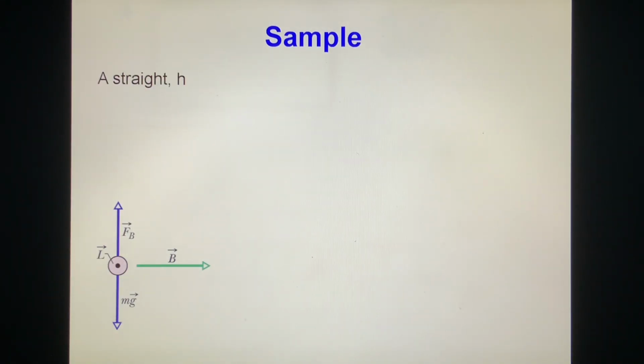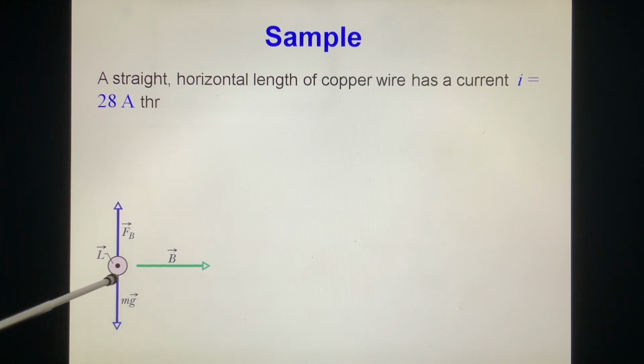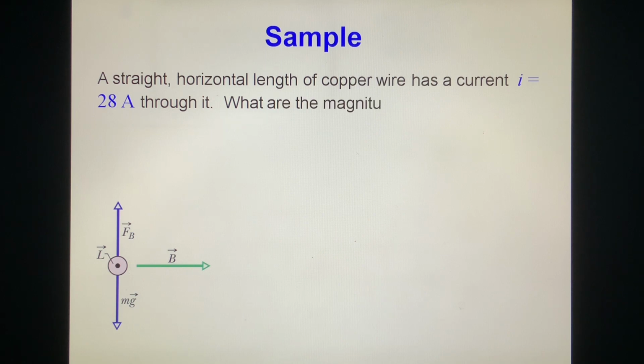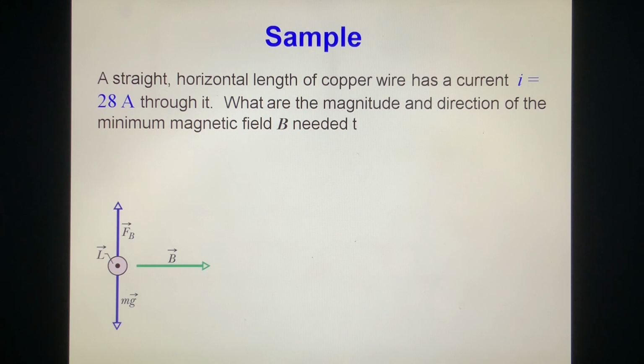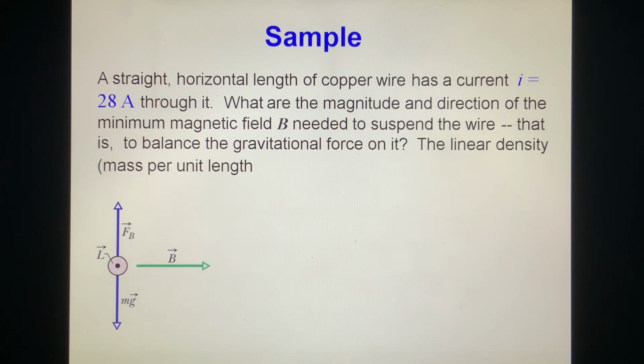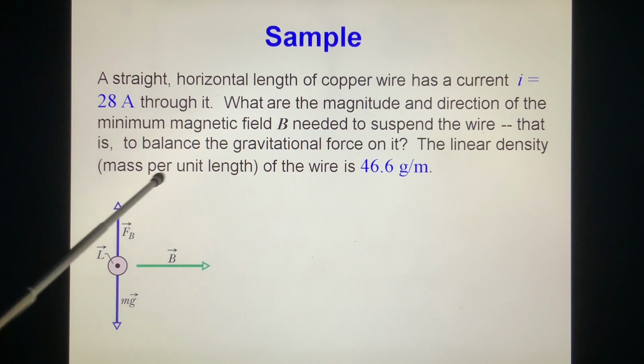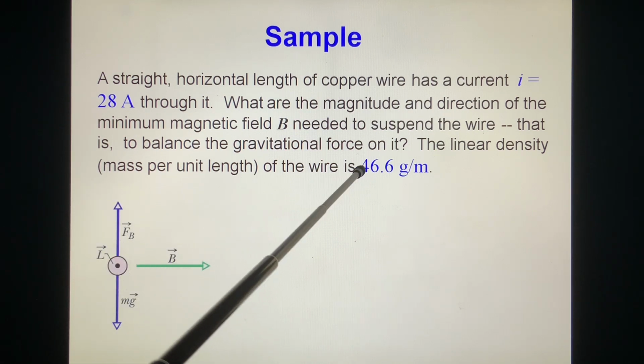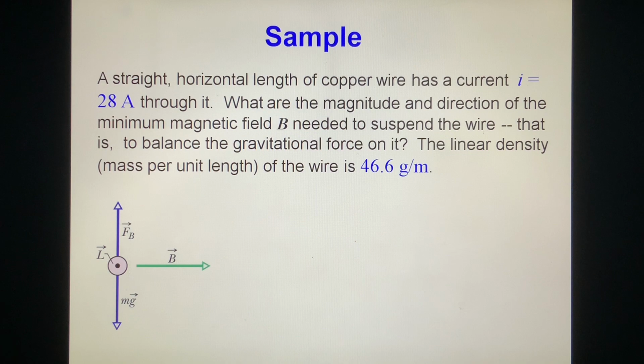Sample problem. A straight horizontal length of copper wire has a current I of 28 amperes toward you. What are the magnitude and the direction of the minimum magnetic field B needed to suspend the wire? That is, to balance the gravitational force on it. The linear density, mass per unit length, of the wire is 46.6 grams per meter.